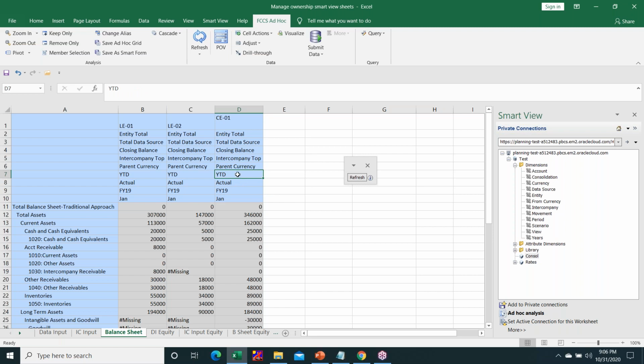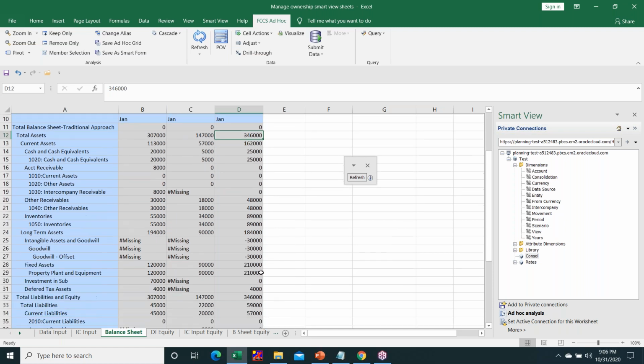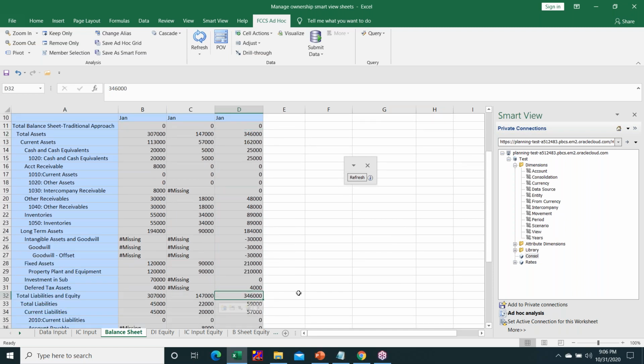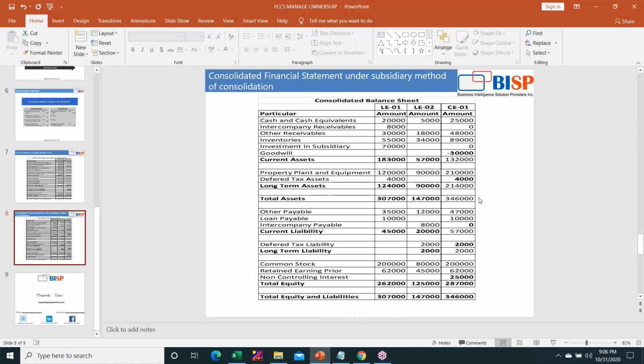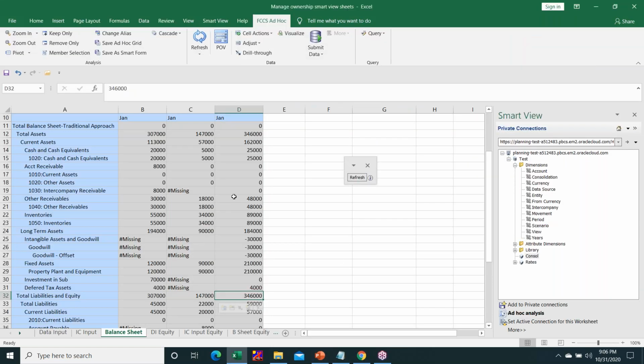You have the option of looking at the number at YTD level or at periodic level. So here I am looking at the number at the YTD level. My scenario is actual for FY19 and January. So you can see that our total asset is 3,46,000 and our total liability and equity is also 3,46,000. So according to our example, from the functional point of view, we are getting the same number, and in FCCS also we are finding the same number.